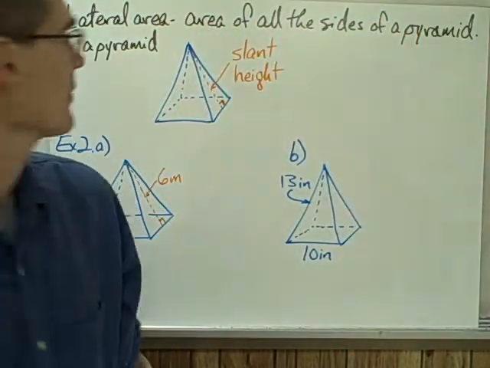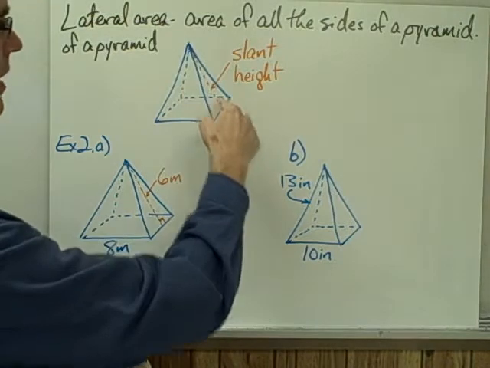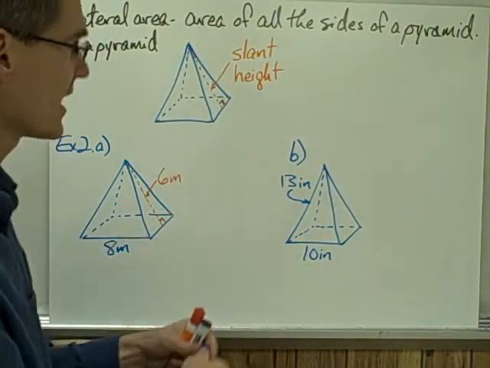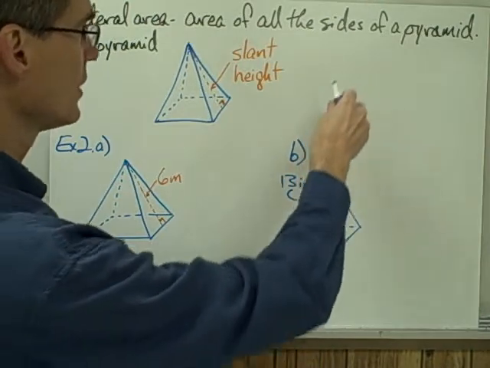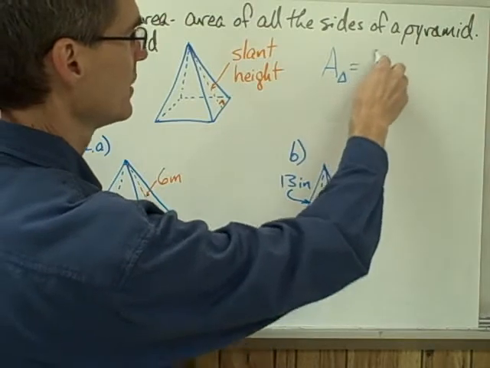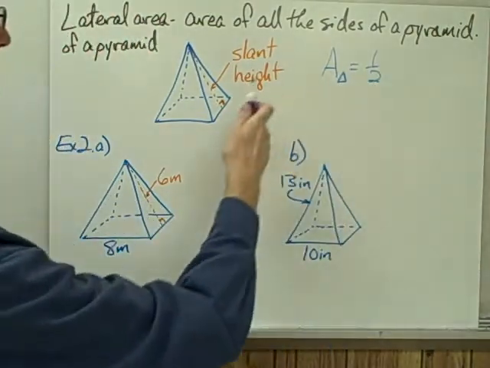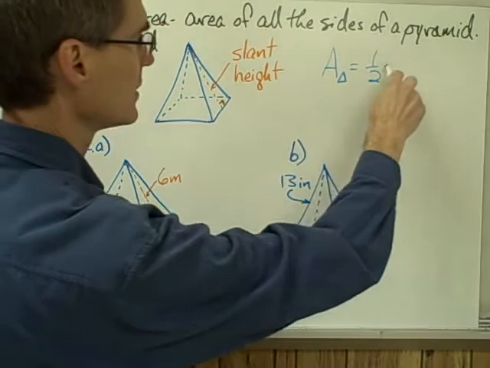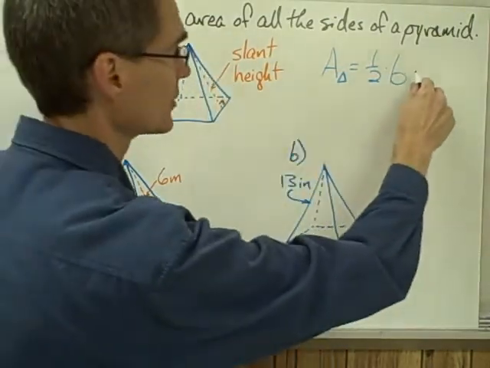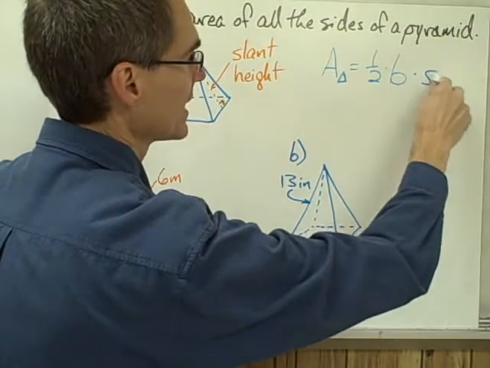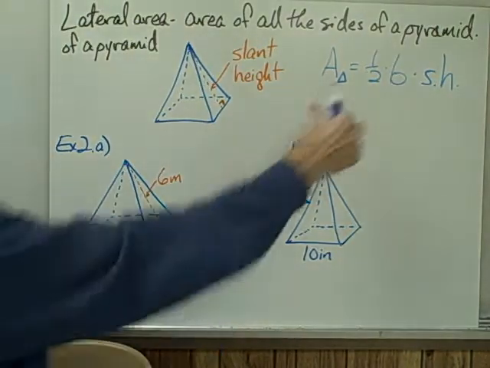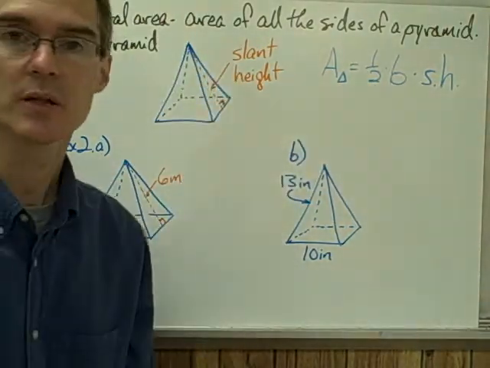So if we know the slant height of our pyramid, then we can calculate the area of one of our side triangles. The area of one of these side triangles is going to be the area of a triangle, 1/2 base times height. Well, base is going to be the length of the base of my pyramid, and the height in this case is going to be the slant height. And then once we find that, we multiply that times however many triangles we have.